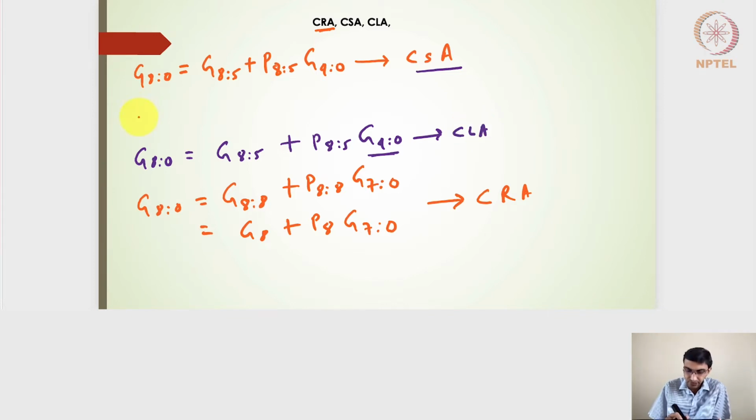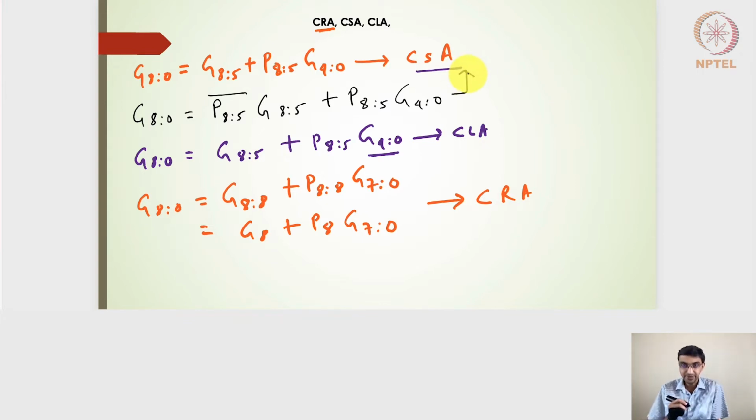a multiplexer, right? So if I write down the expression, I'm going to use a different color. So G8 is to 0 was actually the output coming from the multiplexers, and then the multiplexer was something like this. The select line was the group propagate signal, and P8 is to 5. Right? This was actually the carry skip ahead adder, right?